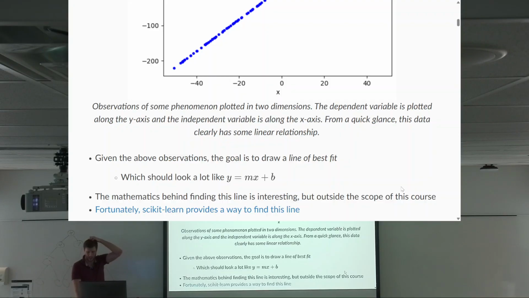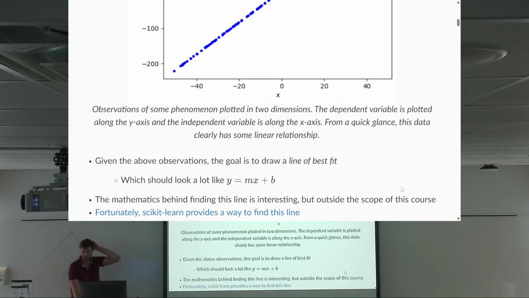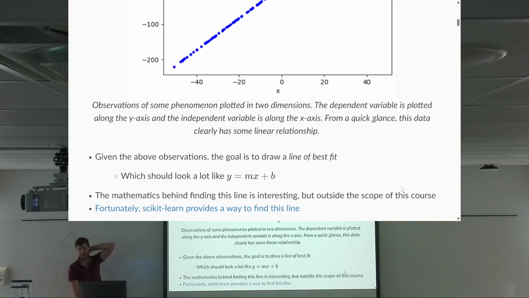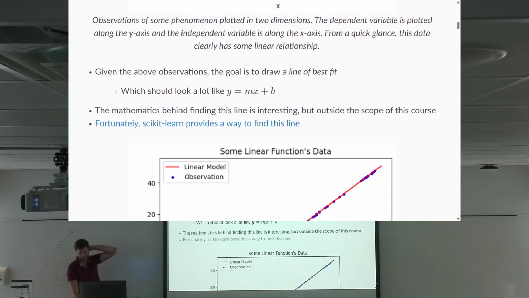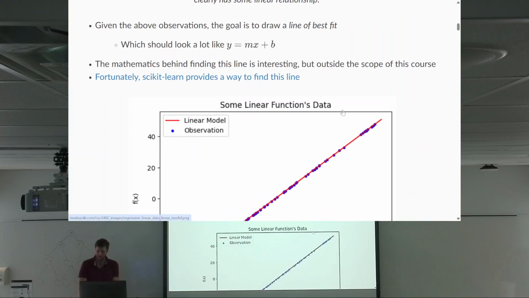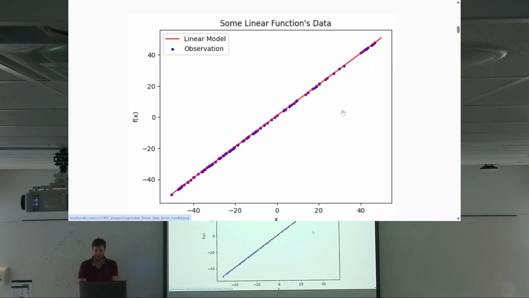So yeah, given the above observation, the goal is to draw a line of best fit, which should look something like y equals mx plus b, right? If you really care, go read the math. It's pretty simple. I learned it years ago from a Khan Academy video, and I was like, it's that easy? Cool. But fortunately, I don't need to teach you the math.